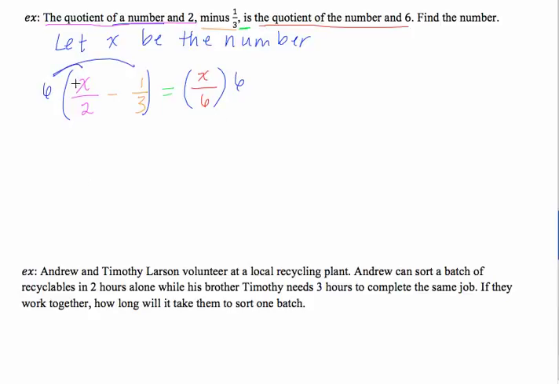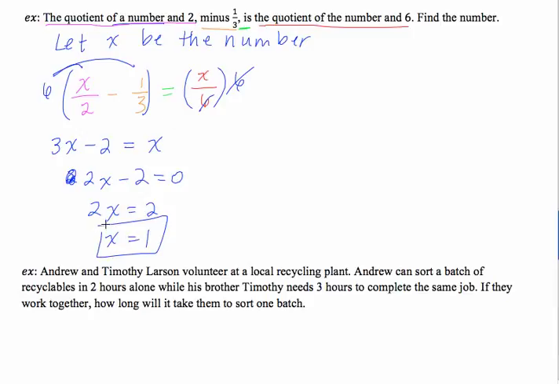Distributing that out, we'll have x over 2 times 6, well that's 3x, and 6 divided by 3 is 2. And then on the right side they cancel, so we just have x. Subtracting x from both sides, 3x minus x is 2x, and then minus 2 equals 0. Then adding 2 to both sides gives us 2x equals 2. Dividing both sides by 2, we get x equals 1. And since I only multiplied by 6 and no variables, we can stop right there. So the number is 1.